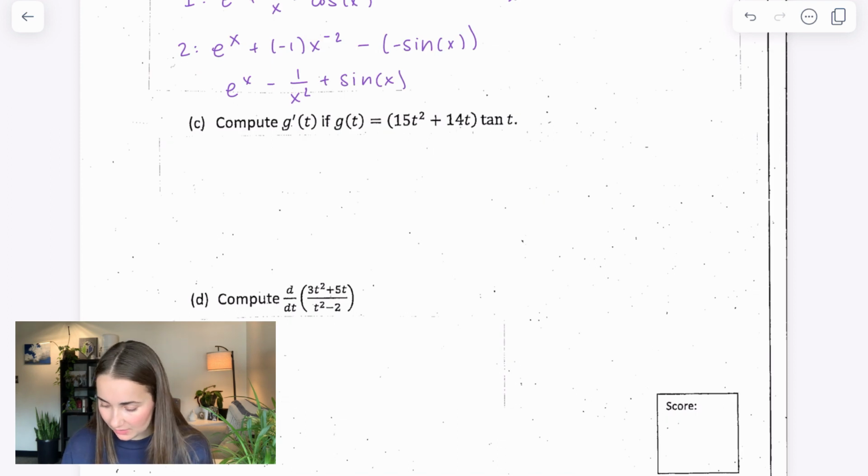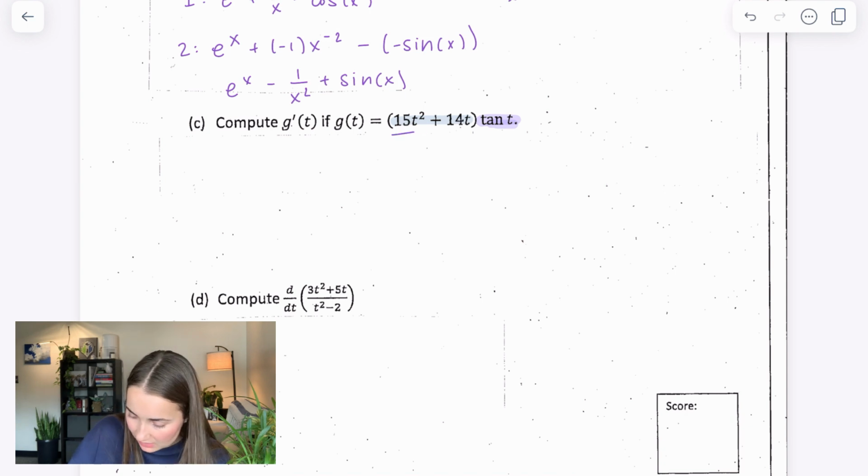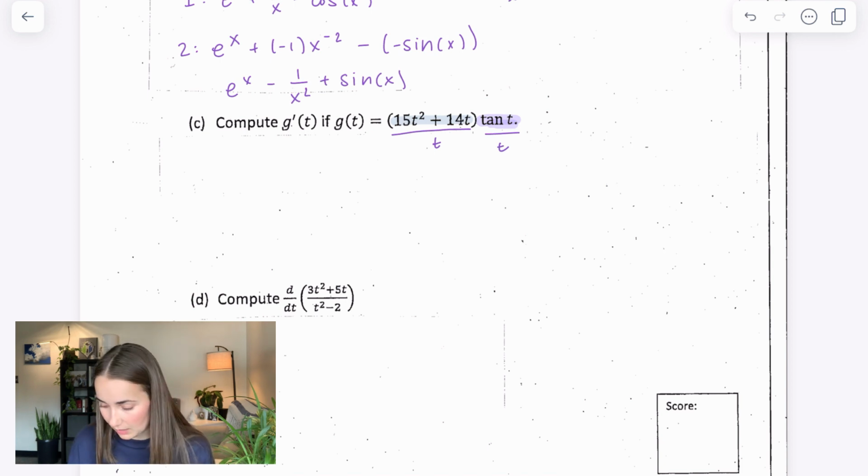Okay, we want to go ahead and find the derivative of g. It looks like here we're going to have to use product rule. The reason I know that it's product rule is because we're working with multiple variables. So everything in here has a t and everything in here has a t. So when we have multiple t's like that, or multiple variables, we need to apply product rule.